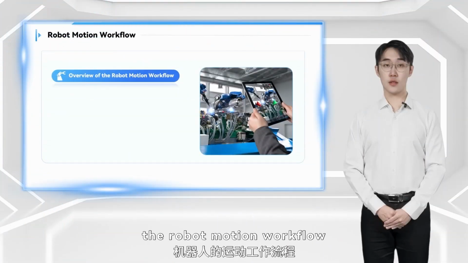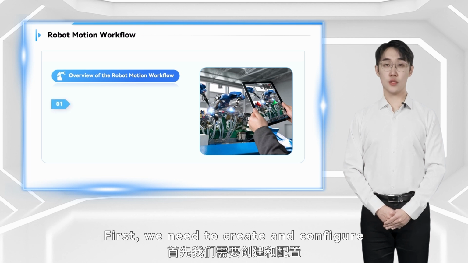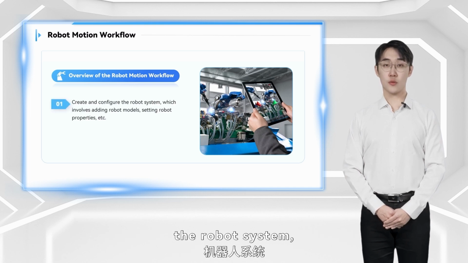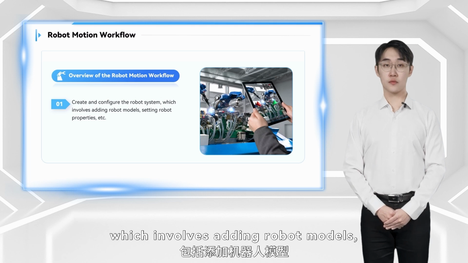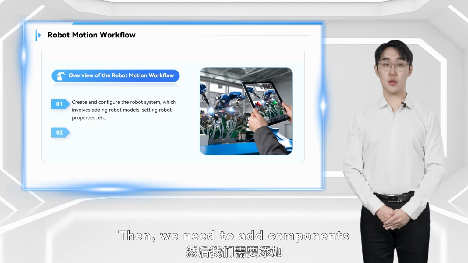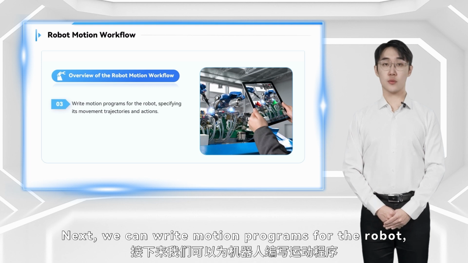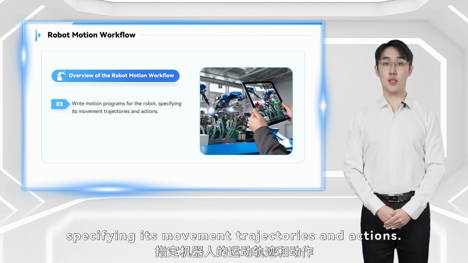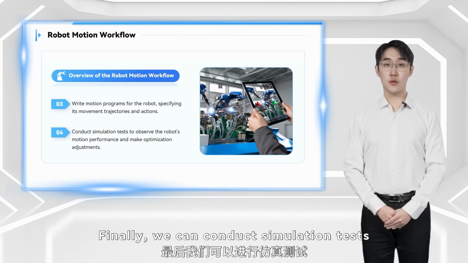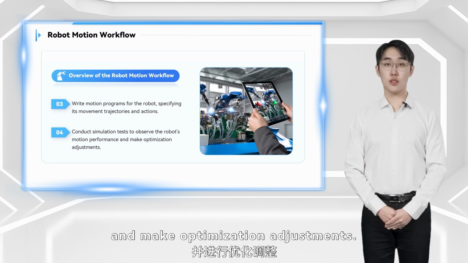In RoboGuide, the robot motion workflow typically includes the following steps. First, we need to create and configure the robot system, which involves adding robot models, setting robot properties, etc. Then, we need to add components such as workpieces, tools, and fixtures. Next, we can write motion programs for the robot, specifying its movement trajectories and actions. Finally, we can conduct simulation tests to observe the robot's motion performance and make optimization adjustments.